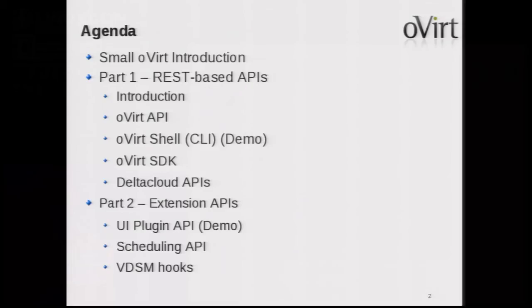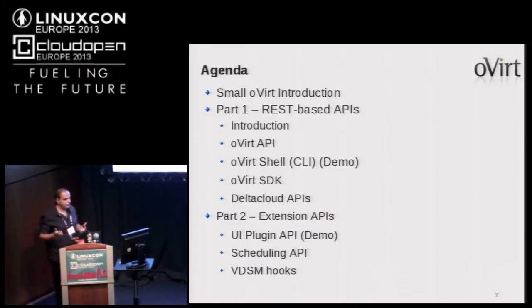So the agenda will be as follows. I'll start with a small oVirt introduction, just in case you don't know the project or you didn't use the project before. And then I'm going to divide this session into two parts. The first one, we'll talk about the REST-based APIs that we have in the oVirt engine. I'll start with an introduction to that. Then I'm going to show the three types of APIs we have, the regular API, the shell command, the oVirt shell, which is the CLI. I'll show some demo of that, and the SDK. Then I'm going to briefly talk about Deltacloud APIs and how they can be used also with the oVirt engine.